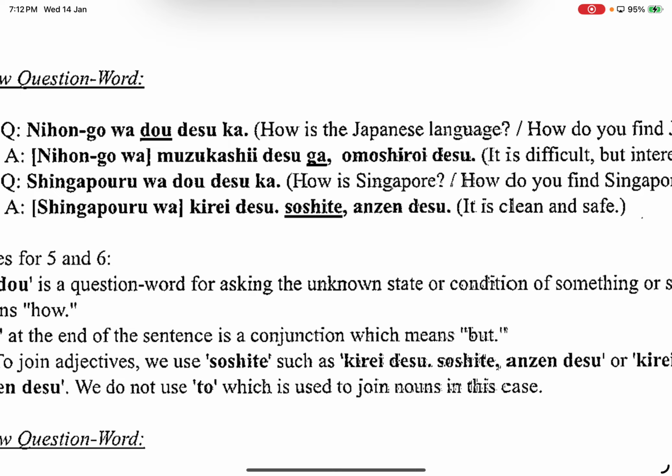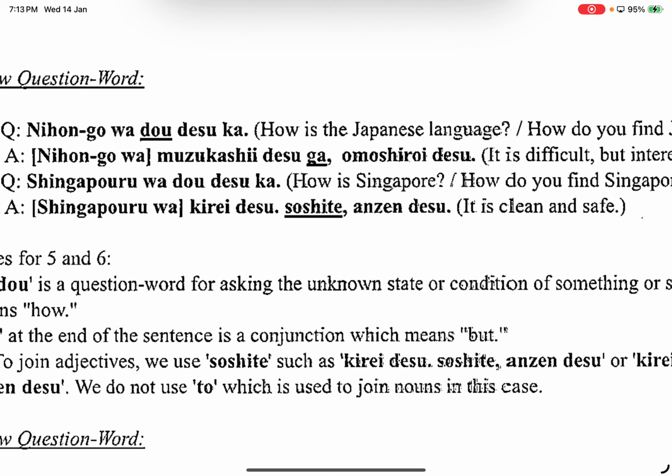You will see a lot of translation apps, a lot of passages, a lot of textbooks. They will say that ga is contrast, is but. But what is really but? But is demo. And there's also a lot of ways to say but. So we don't need another one to say but. This ga is just to give two opinions. These two opinions can be complementing each other, can also be differing from each other. So this is ga.